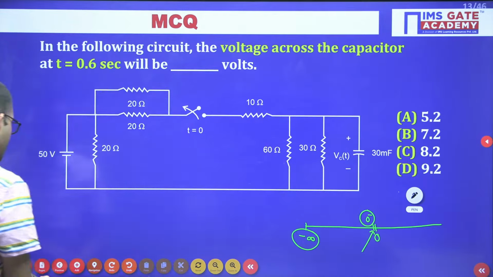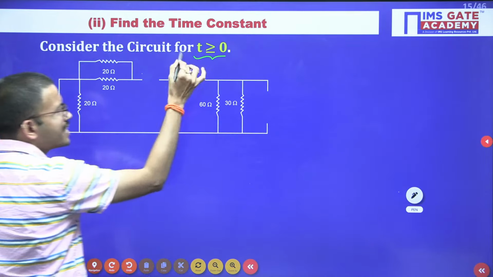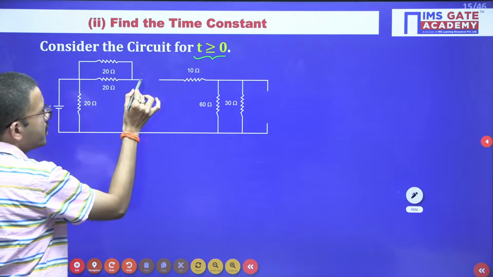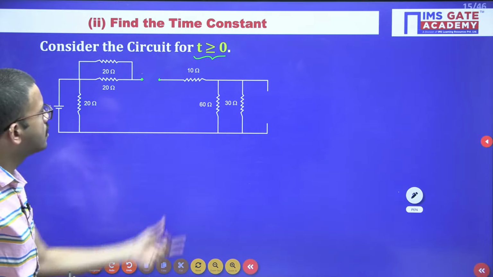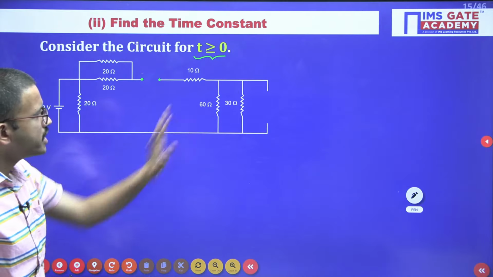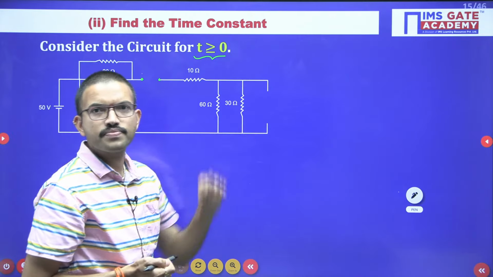Now I am going to draw that circuit after the switching action. I am considering the circuit for t greater than or equal to 0. Here I have already kept the switch open. So here 10 ohm resistor, 60, 30. Now the most interesting thing is here only.